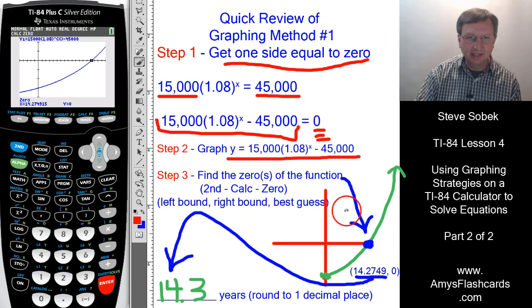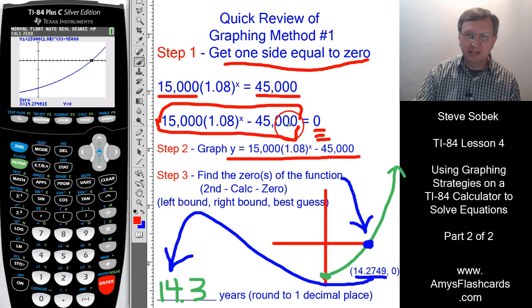Okay, that is the x value that makes the y value a 0, and since our equation had a 0 on the right, that x value that made this expression work out to 0 results in a true equation. 0 equals 0 is true. And that value for x, 14.2749, made it true and thus is a solution. A solution is a truth number, a value for the variable that makes the original equation true. All right, so there's method 1.